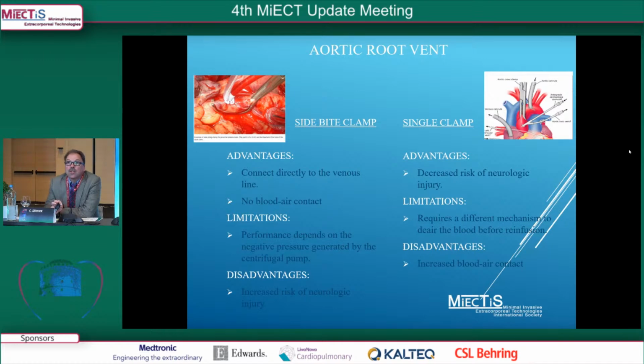Aortic root vent. Well, there's two types of venting when you're venting the aortic root. There's two techniques, basically: the side biting clamp and single clamp technique. When you're venting the aortic root, just using the side biting clamp technique, you have the advantage that you can directly connect the vent to the venous line. There's no blood-air contact. The unfortunate thing is it depends on the negative pressure generated by the centrifugal pump when you directly go into the venous line.